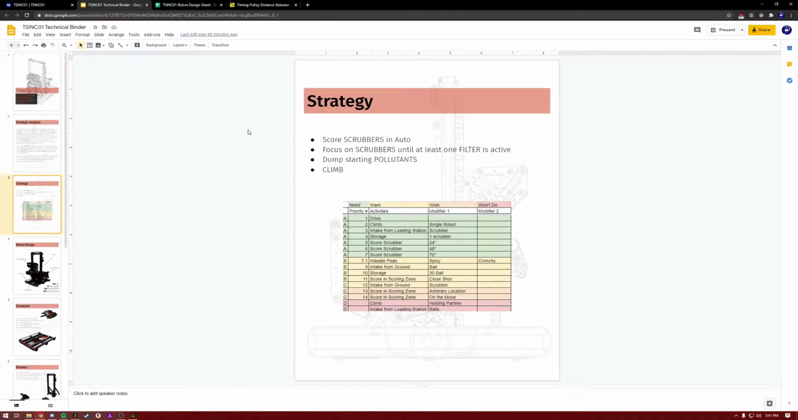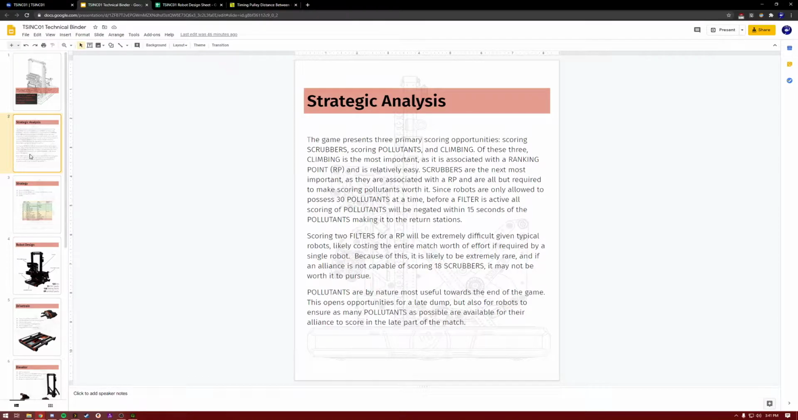Climbing was really important in this game, and I think that a lot of people watching the stream didn't understand entirely how this game would be played in reality. The reality of this game is that scoring scrubbers is extremely hard, and a lot of teams would not be very successful doing that. Similarly, scoring pollutants was also really hard. And I'm not sure if people just missed this or they willfully ignored it, but pollutants leak in this game.